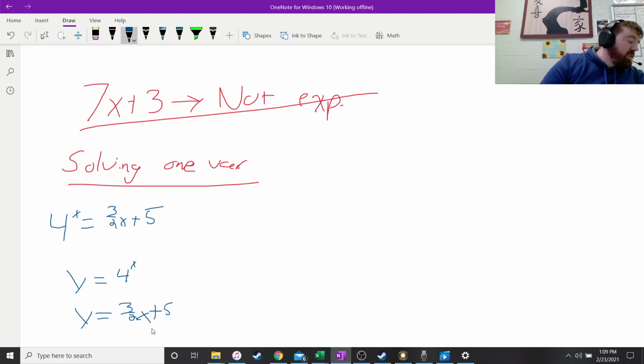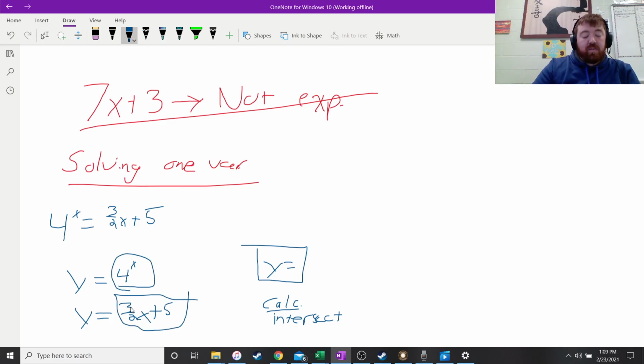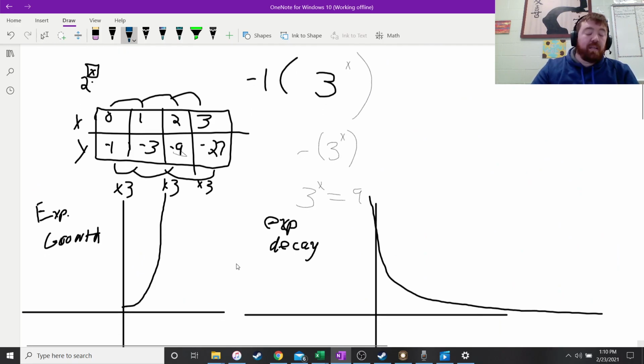When we're doing this, this is when you'd want to use your calculator. So you're going to put these into your y equals button, put these equations in, and then you would hit, I believe it's calc, and then intersect. And what you'd find are the places where our linear line, which is the 3/2 x plus 5, crosses our exponential function. And those are going to be your solutions. So we're going to go over this in class. I'll probably make another video on it explaining it a little bit better.